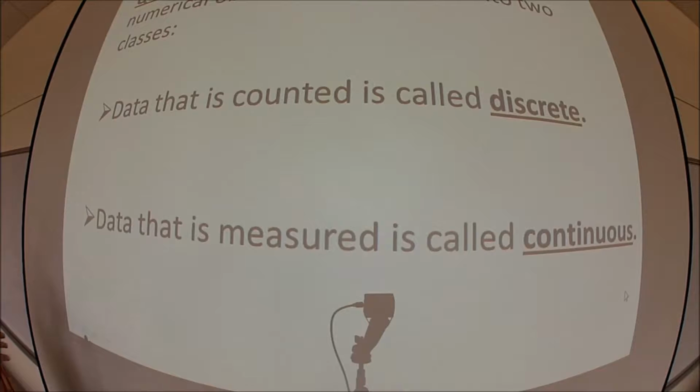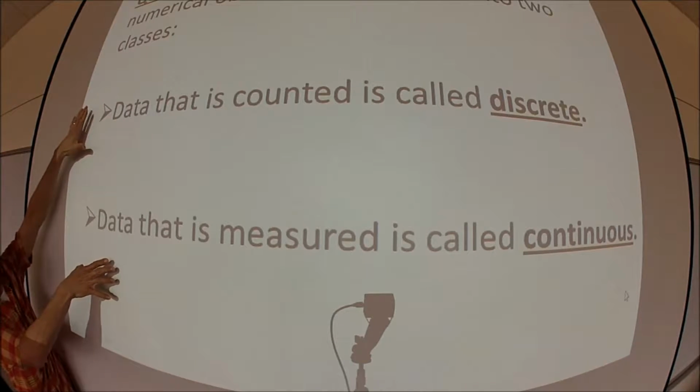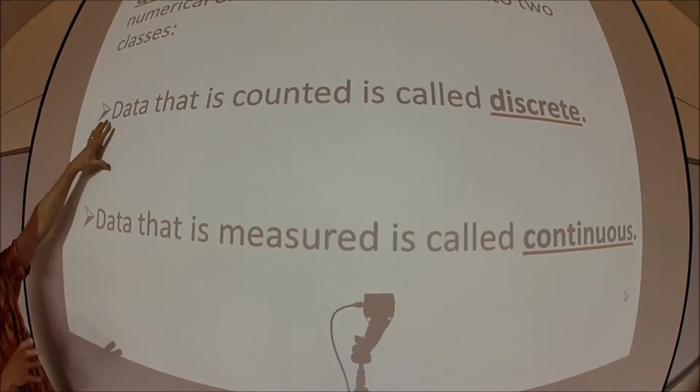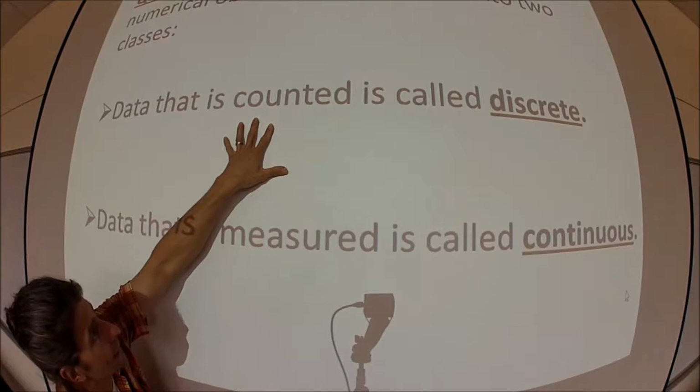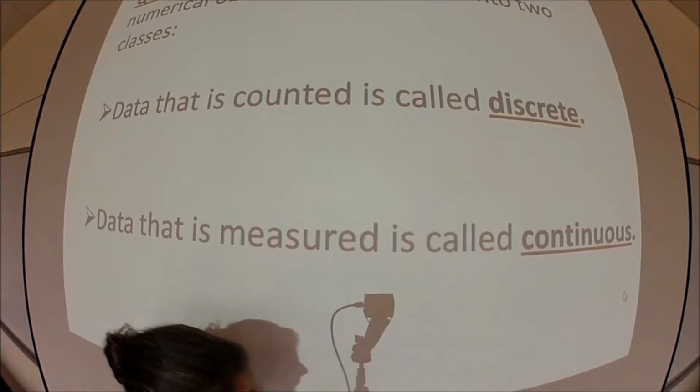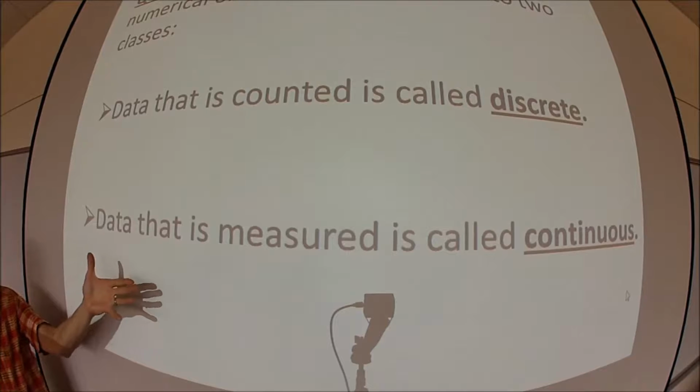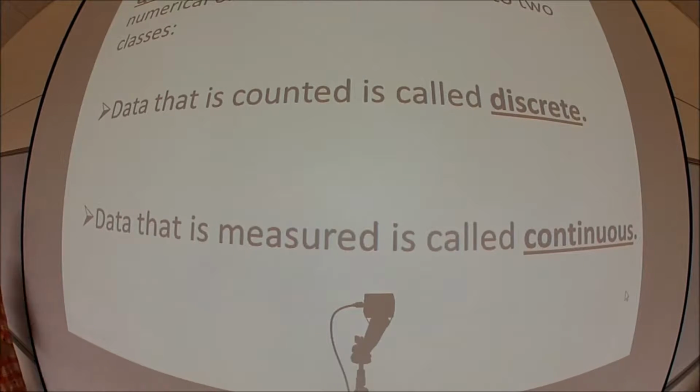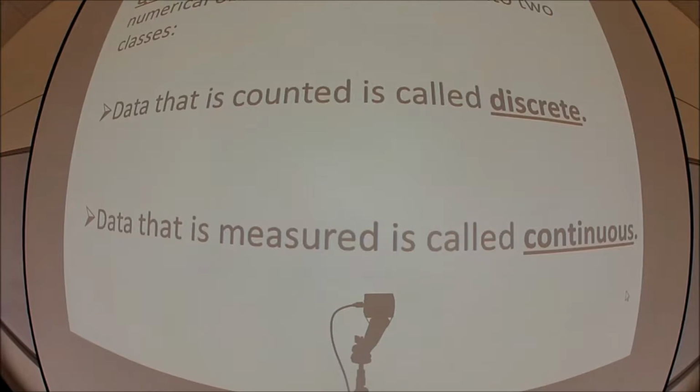So anyway, quantitative. This is the data that's actually numerical. And I like to classify it down into 2. Every textbook does this correctly, which is awesome. You can count certain data, and we call that discrete. Or you can measure certain data, and you can call that continuous.